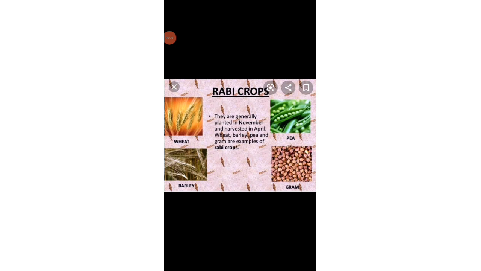In this picture you can see the Rabi crops. Rabi crops are wheat, pea, barley and grams. These are planted in the month of November and harvested in the month of April. These are also known as winter crops. So these are the main Rabi crops, which are planted from November to April.